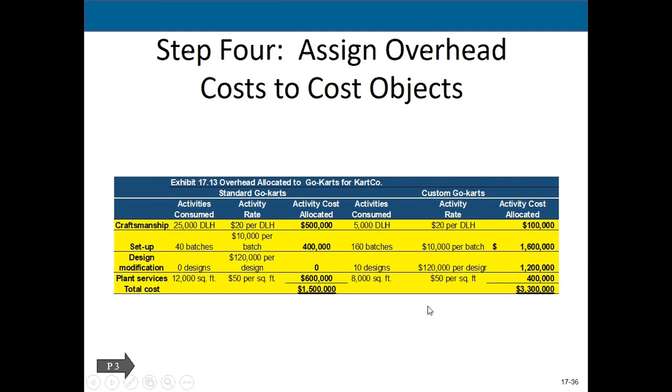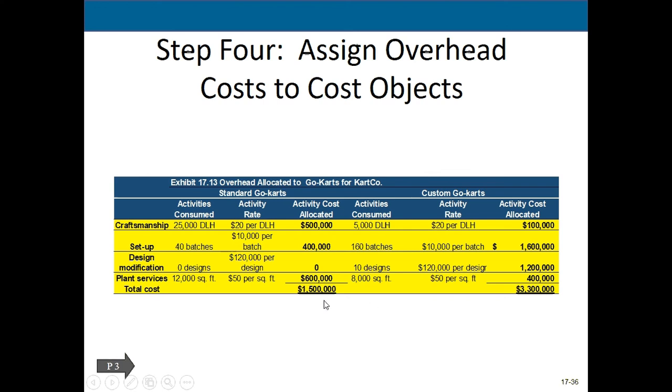That's the $4.8 million. How are we ever going to figure out what the cost is per unit? How much overhead allocation should I apply for each unit for standard go-karts and custom go-karts? Think about that for a second.